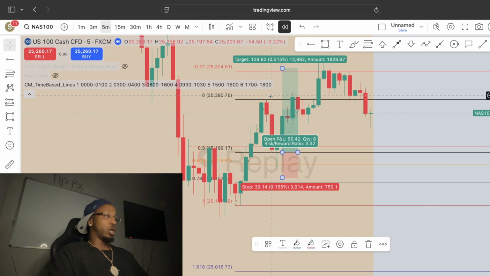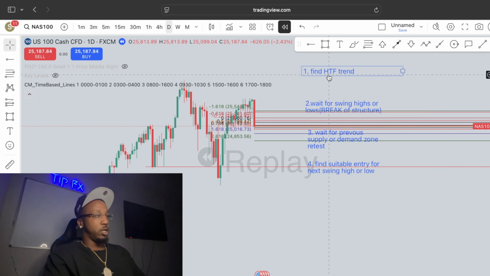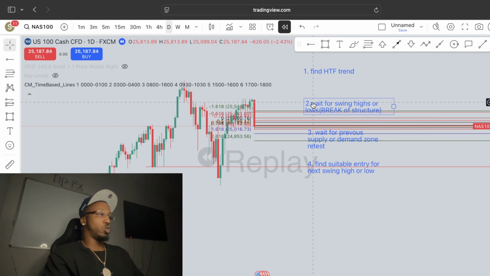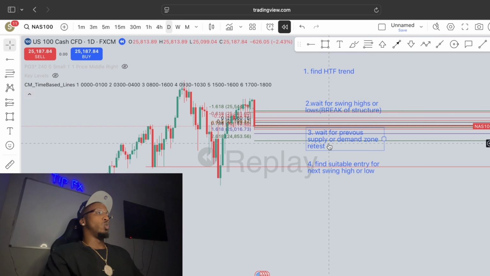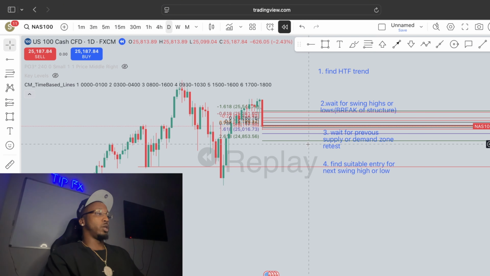Find a higher time frame, so the 4 hour, daily and up. Wait for swing highs and swing lows to be met. That's more so on a 15, 5 minute time frame. And then you wait for previous supply and demand retest. Once again, that's on a 5 to 1 minute. You want to be on the lower time frames to get a crispier trade. And then you're gonna find a suitable trade for the next swing high to swing low, and then you'll get in the trade and swing it to the next high and low, take profit.